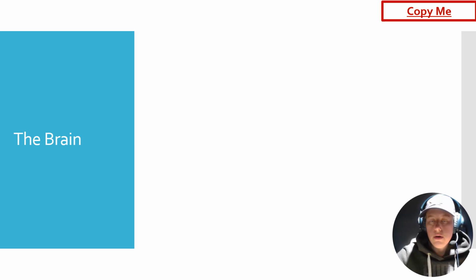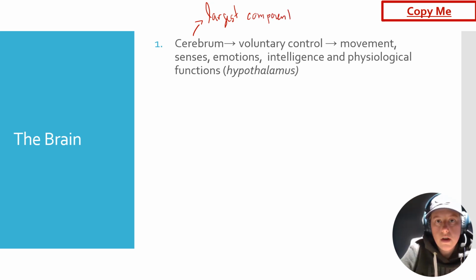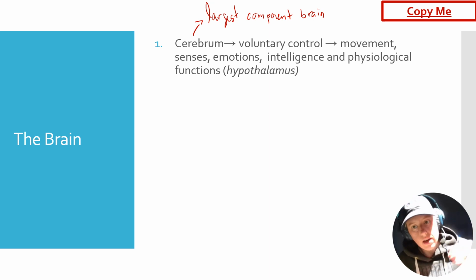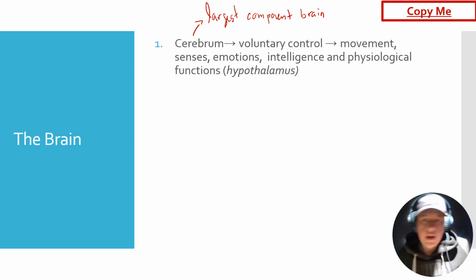Okay, so first and foremost, we have the cerebrum. Now, the cerebrum is by far the largest component of the brain. It's also under voluntary control. And when we're talking about voluntary control, it means you have to think about doing something for it to be processed, which is different from involuntary control, which is it happens regardless if you're thinking about it or not.